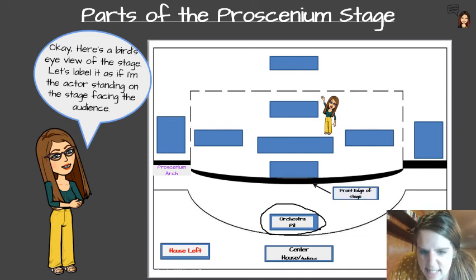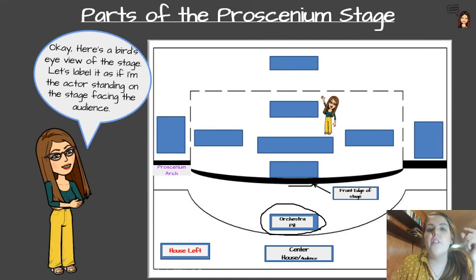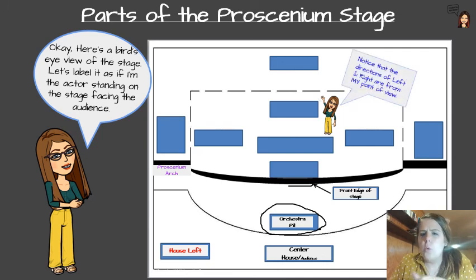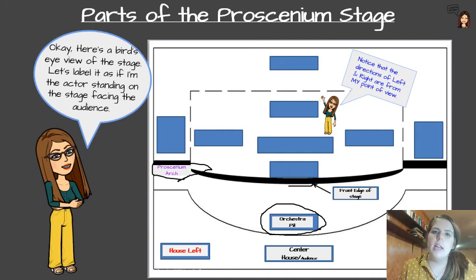This thin line right down here, we're not talking about the thick line. The thin line is the front edge of the stage, or what I call the lip of the stage, right? You don't want to stand on it because you will fall, you will hurt yourself. The thick line that you see here, this right here, is called the proscenium arch. We've already talked about this. That's that frame. So again, I'm just telling you things you already know. Repetition, repetition.